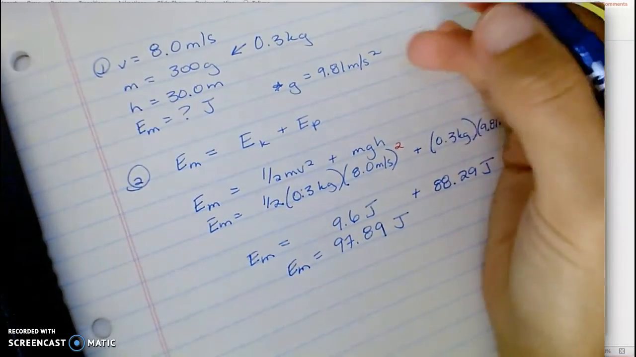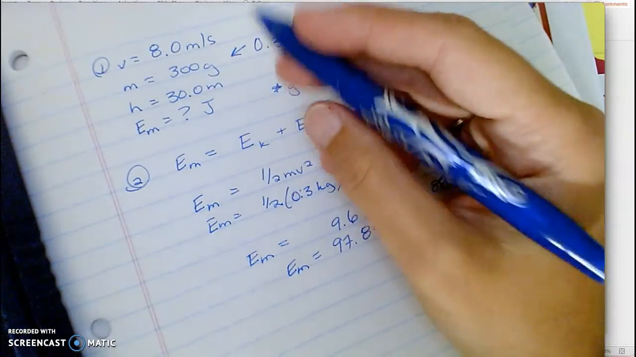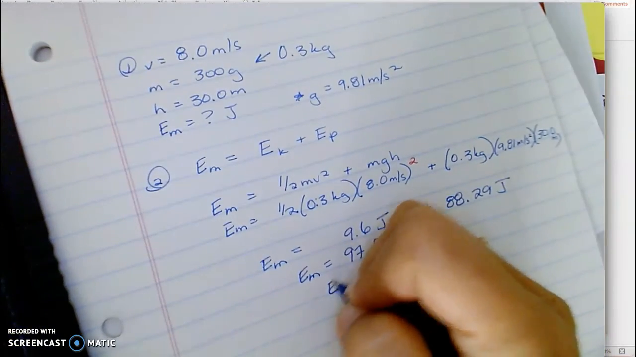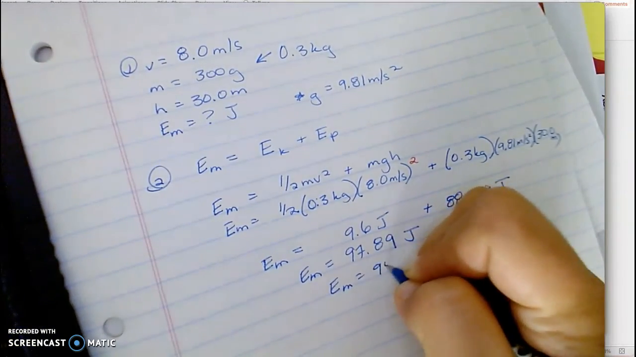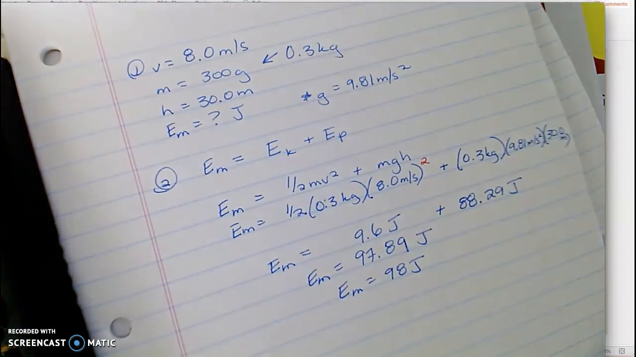Let's check significant digits. 1, 2, oh, only 2 this time. So I can only have 2 significant digits. So 98 joules. And finished just in time. Hooray! Put it in a box.